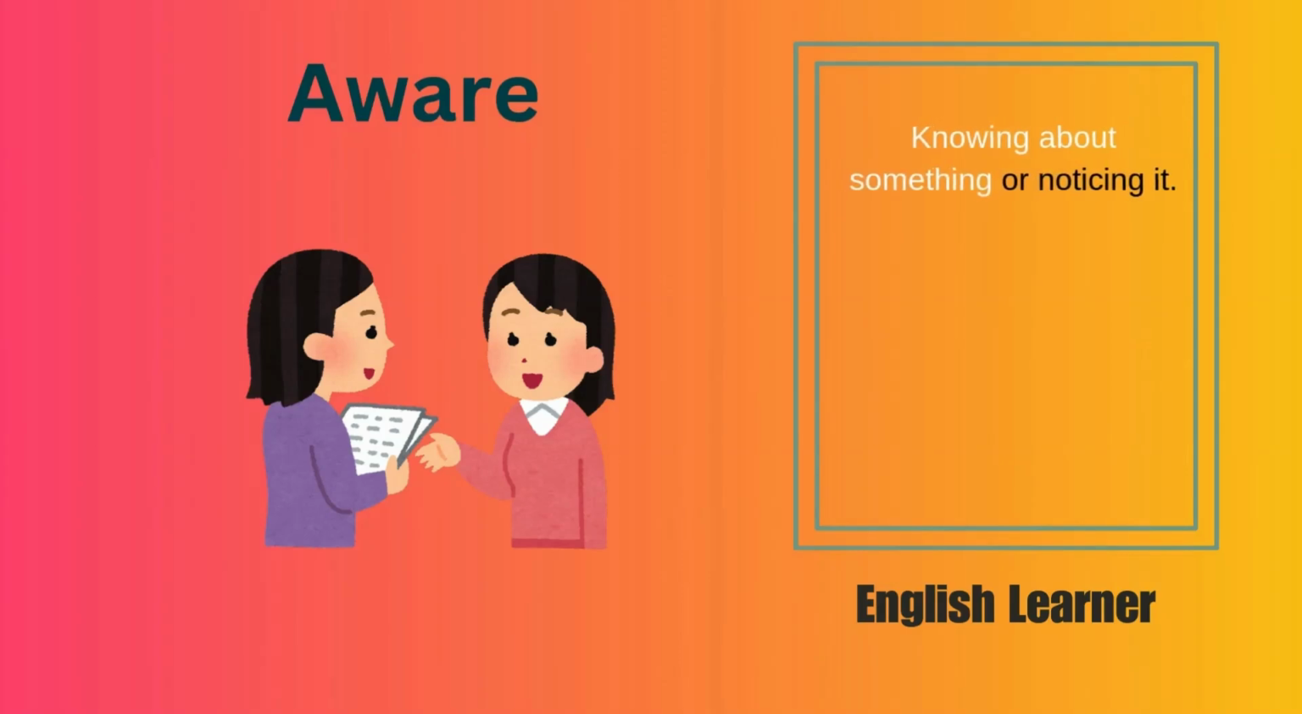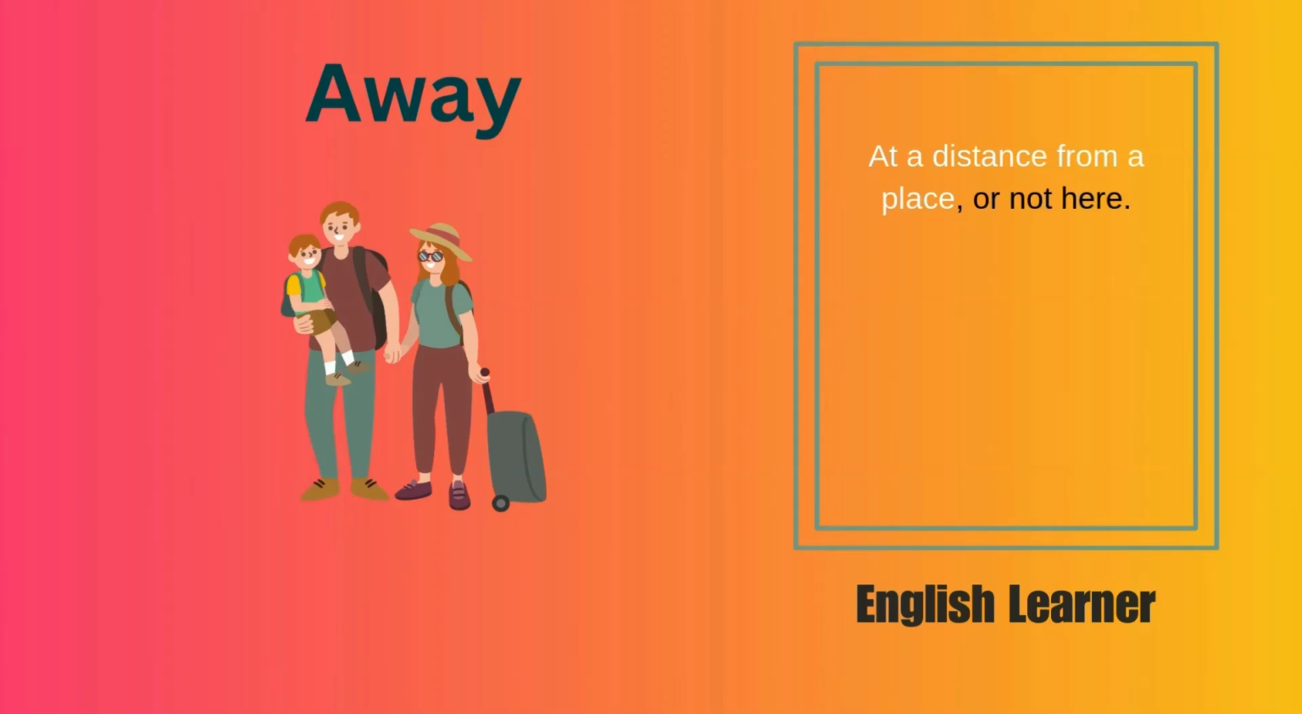Aware. Knowing about something or noticing it. Example. I was not aware that the meeting was today. Away. At a distance from a place, or not here. Example. They are going away for the weekend to visit family.